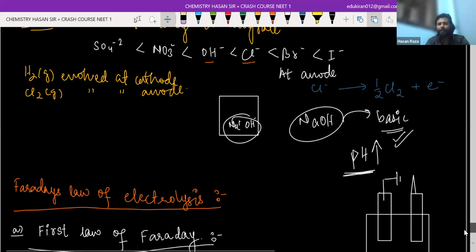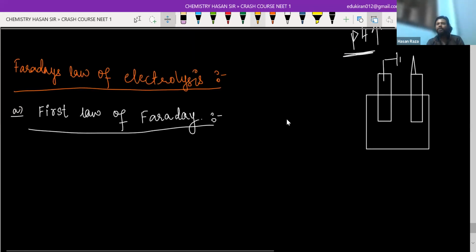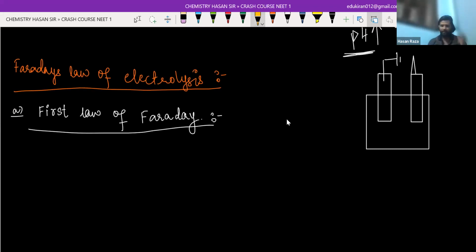So this deposition or evolution of gas at a particular electrode, since they are gas or solid, will have some mass. This mass will be directly proportional to the charge that passes through the electrode. Basically, whatever charge you are passing through this electrode will be directly proportional to the mass deposited or mass evolved. Are you getting my point? Saif, Alan?